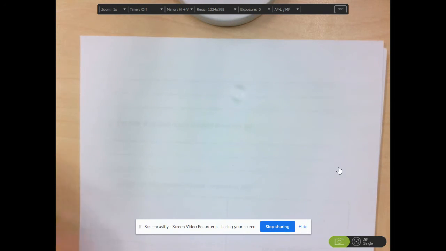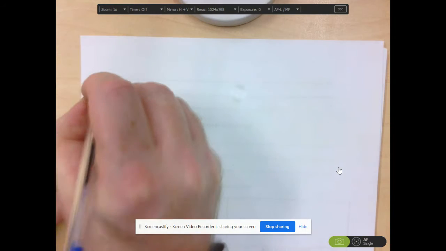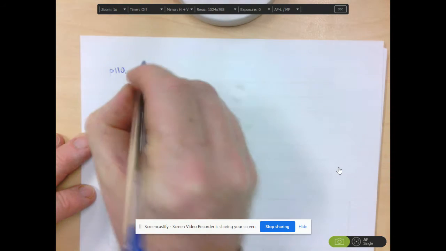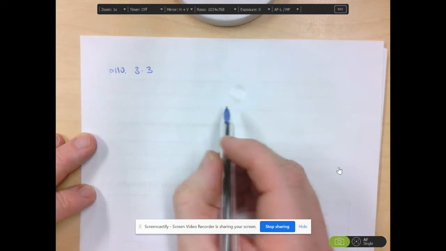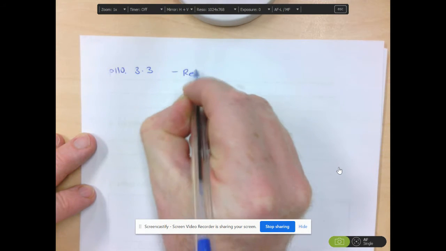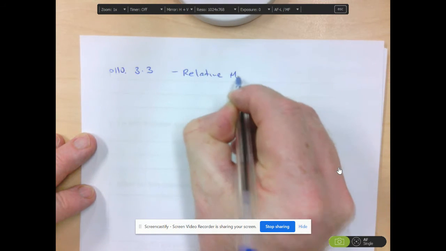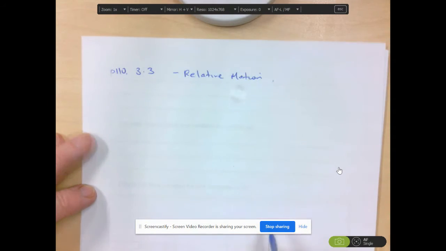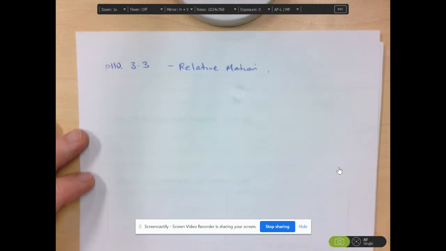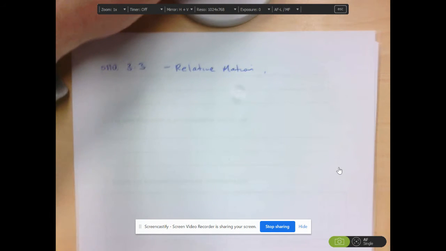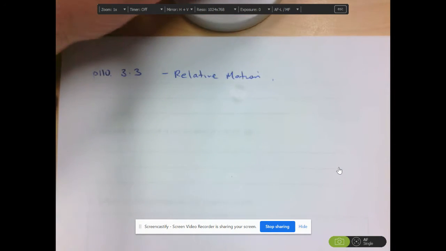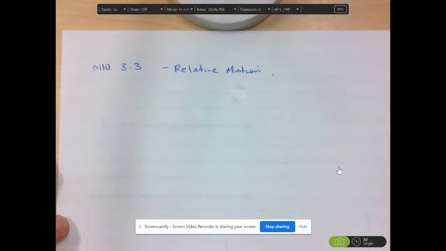Okay, welcome. We're about to do the key questions on page 110, which is at the end of 3.3, and this is on relative motion. Skip ahead at any time if you think you've done these questions and you don't need any help. I'm going to be doing one video, probably covering about 2 or so questions, and then there are 7 questions all up that you have to do.